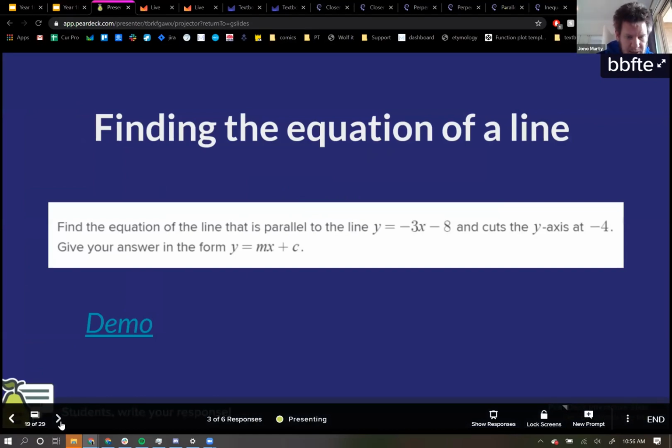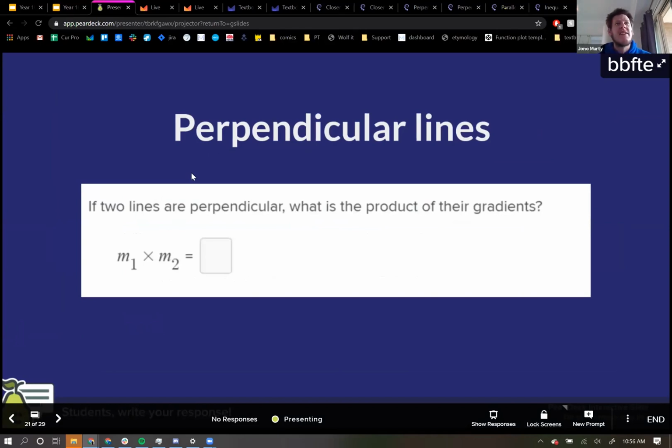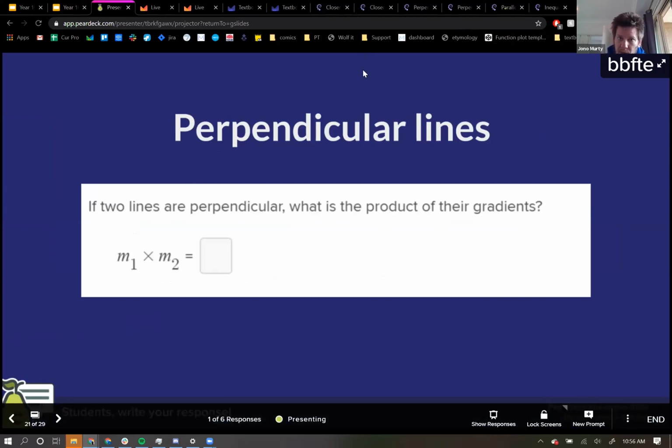All right, let's quickly race through. We've got about 5 minutes. I'm going to skip that one. Need to get onto perpendicular lines very quickly. If two lines are perpendicular, what is the product of their gradients? We know that for parallel lines, the product is just going to be whatever the gradient is squared. But what about if we have perpendicular lines?